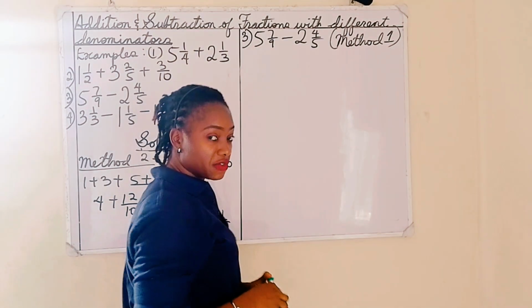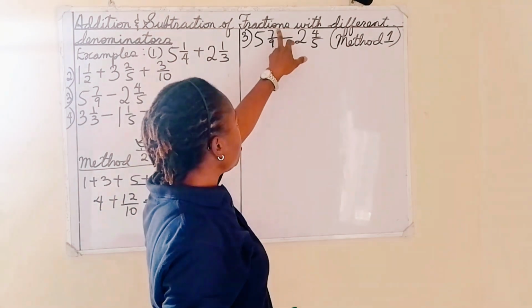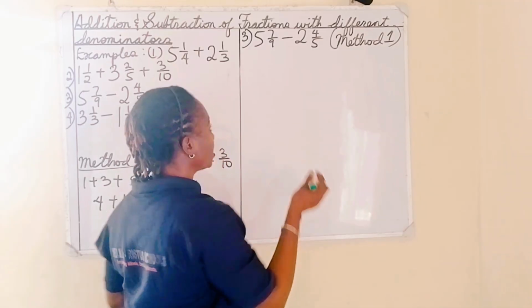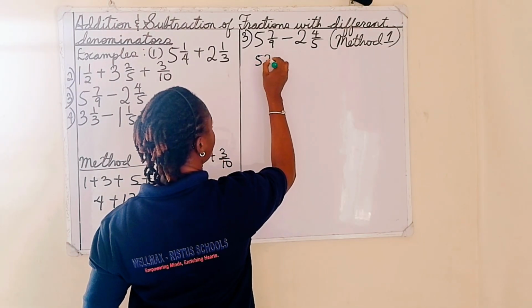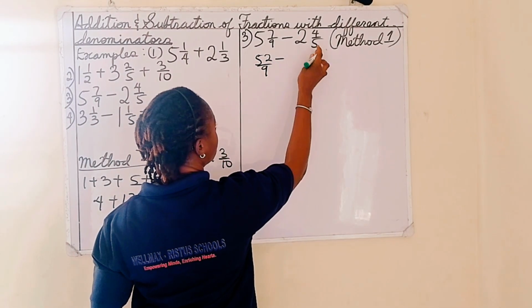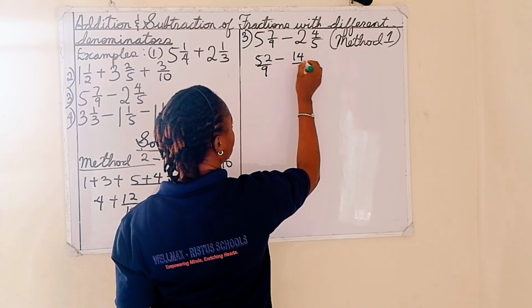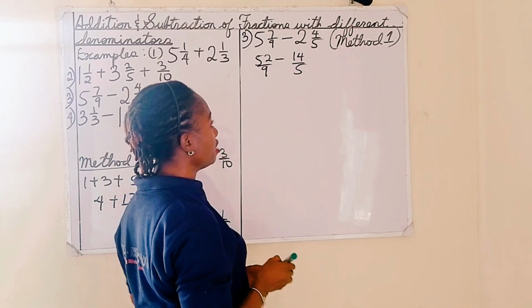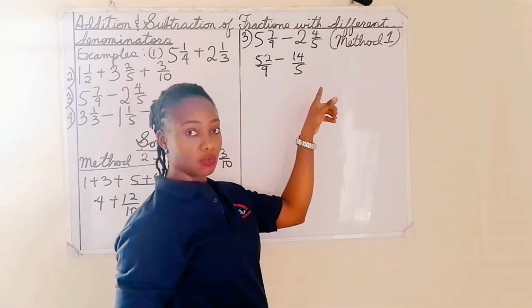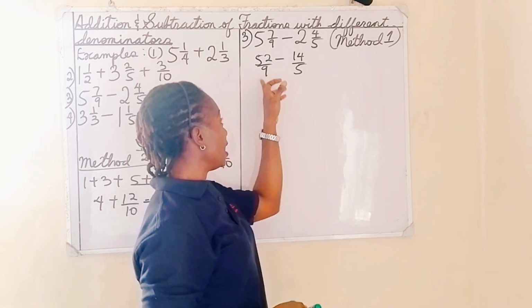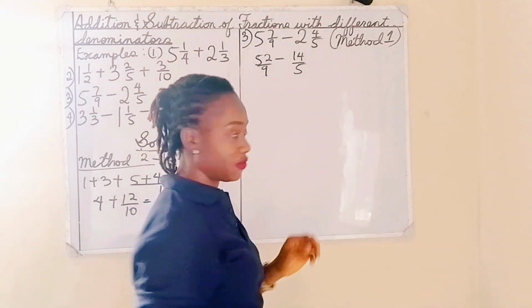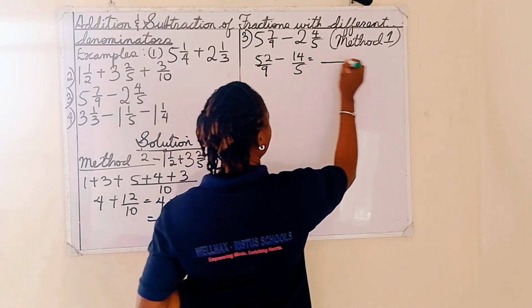9 times 5 is 45. 45 plus 7, that's 52 over 9. Minus 5 times 2 is 10. 10 plus 4 is 14 over 5. Now, what's the LCM of 9 and 5? We're going to multiply them together. 9 times 5 equals 45. So we have 45.